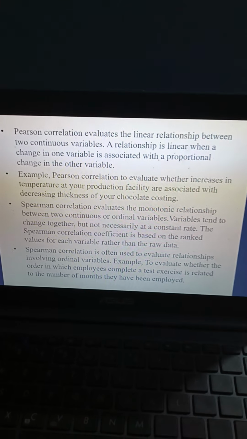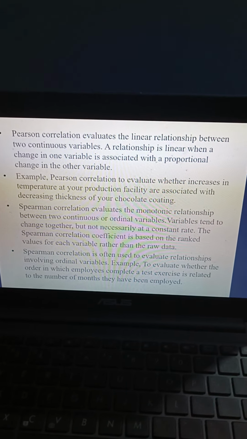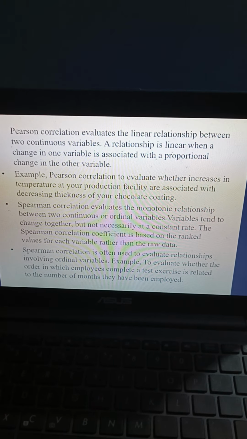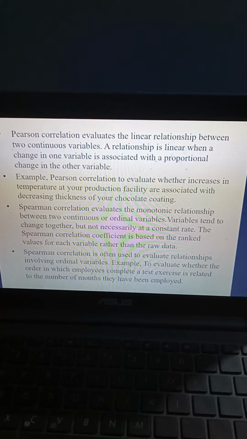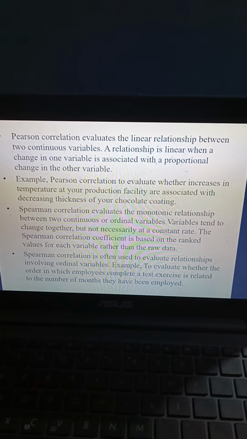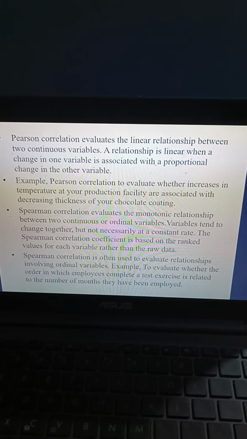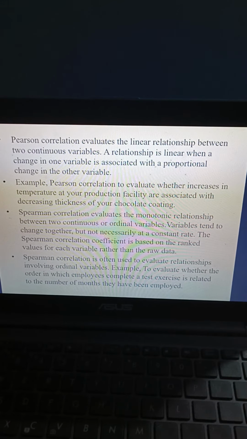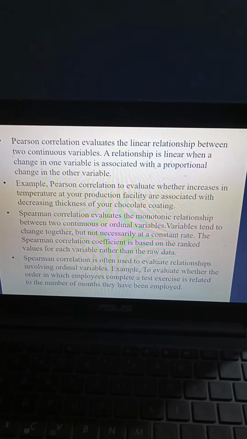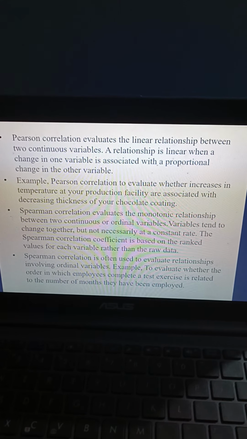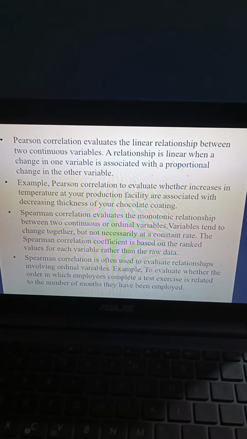Then Pearson correlation evaluates the linear relationship between two continuous variables. A relationship is linear when a change in one variable is associated with a proportional change in the other variable. Example, Pearson correlation to evaluate whether increases in temperature at your production facility are associated with decreasing thickness of your chocolate coating.